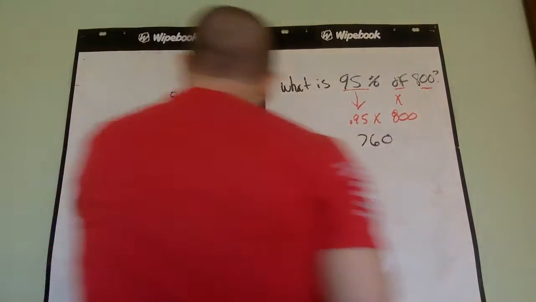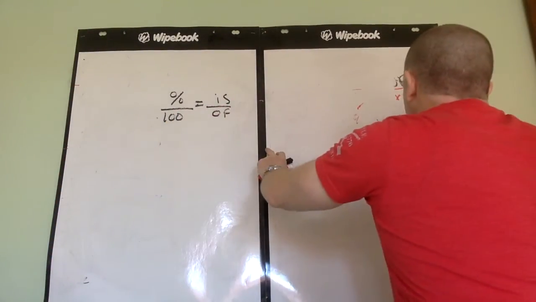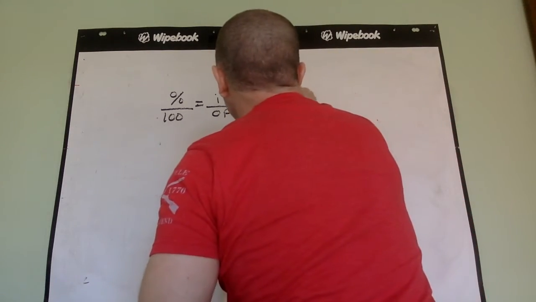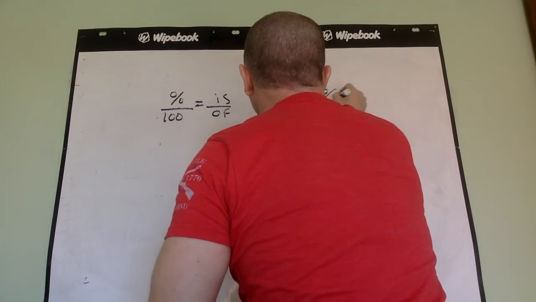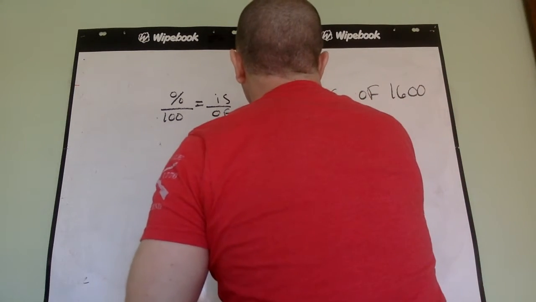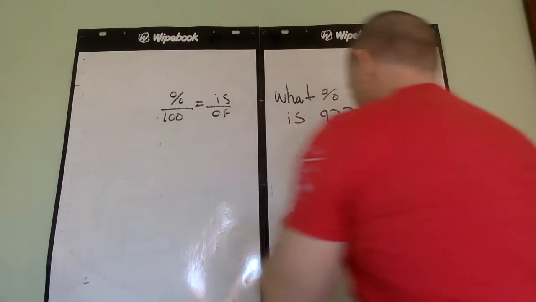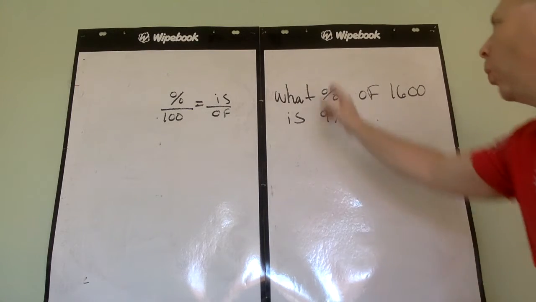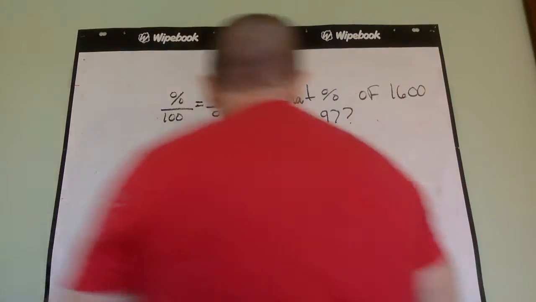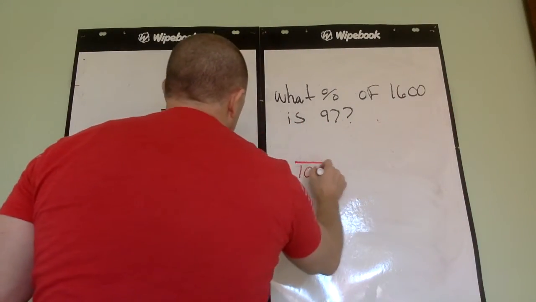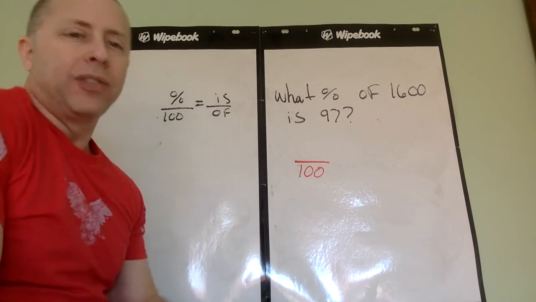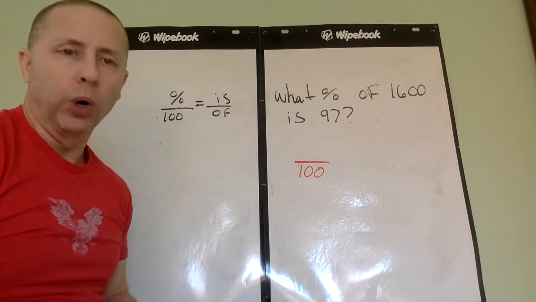So let's change it up a little bit. Let's give you one that you might want to use this formula for, and we'll kind of break it down. So if I'm looking at this problem, and it says, what percent of 1,600 is 97? It's structured differently. What percent of 1,600 is 97? So using my formula over here, here's the thing. We know that 100 always stays the same and it never changes, because it represents the whole, the 100% of whatever it is you're working with.